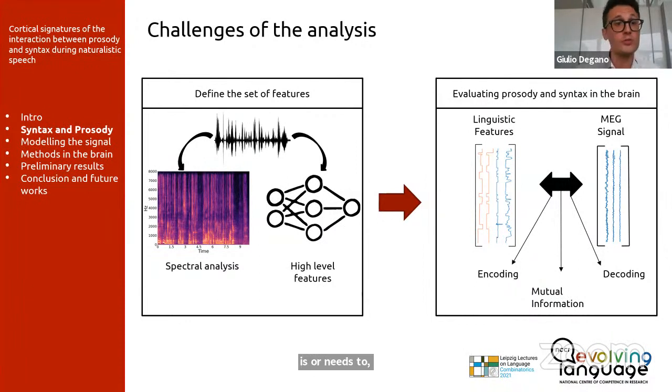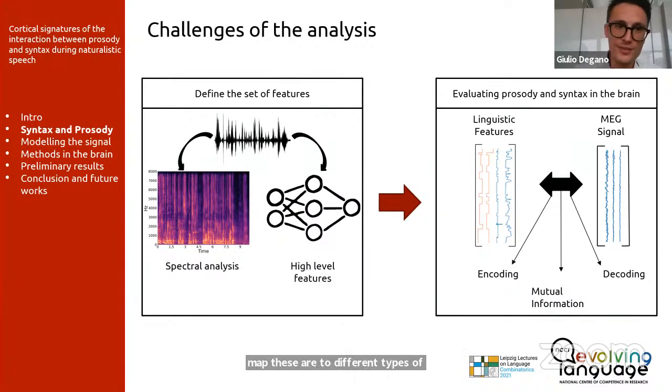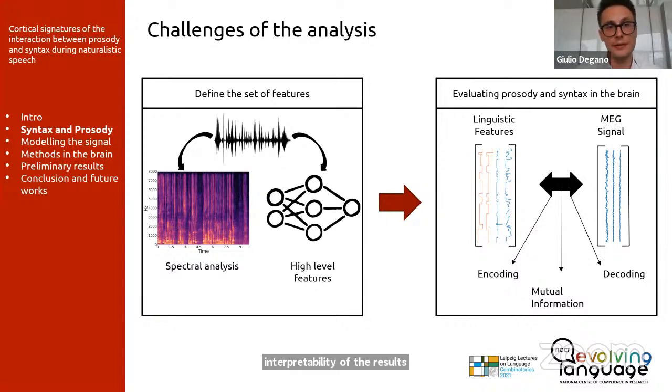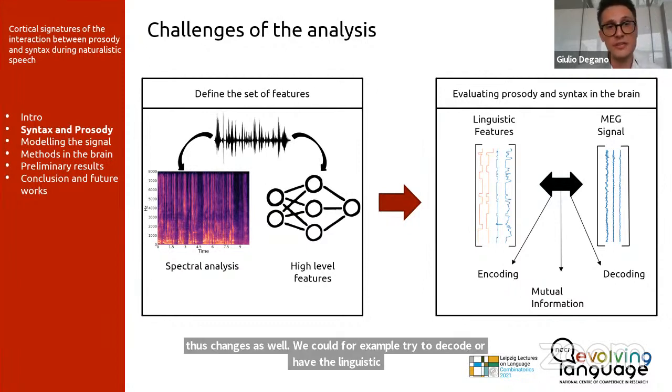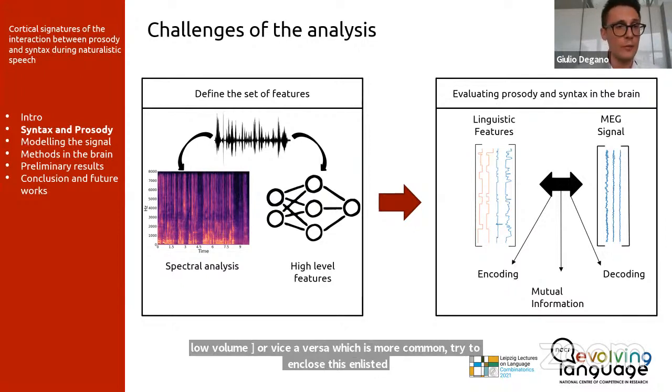And on top of that, we also need to evaluate this set of features in the brain. So we need to find a way to map these 2 different types of data. As Narly already clearly explained before, this is not easy to do. There are different options, and the interpretability of the results changes a lot. We can, for example, try to decode our linguistic features from the MEG signal and see how they interact, or vice versa, which is a bit more common, try to encode these linguistic features by doing just a linear regression on the MEG signal. But there is also another way I will talk about more later, which is using mutual information.